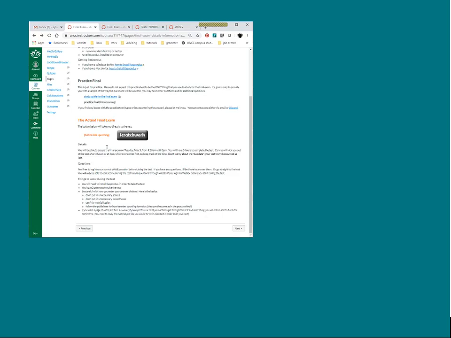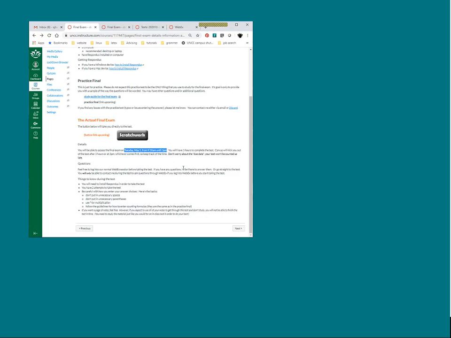Where was I? Right, so this button right here would take you to the actual final exam. Our time slot for the final exam is 11 a.m. to 1:30 p.m. on Tuesday, May 5th. So what I did is make it so that the final exam opens about an hour and a half before that, and it'll stop being available about an hour and a half after that.